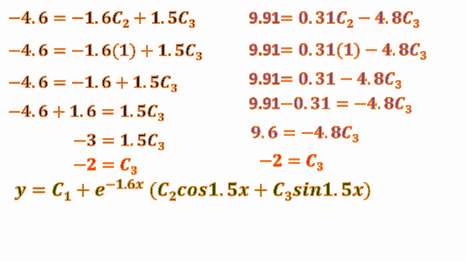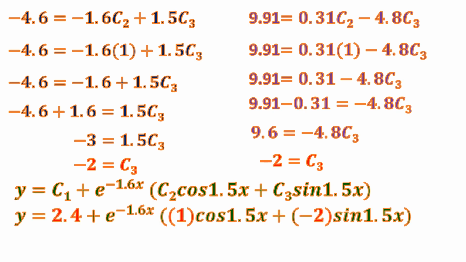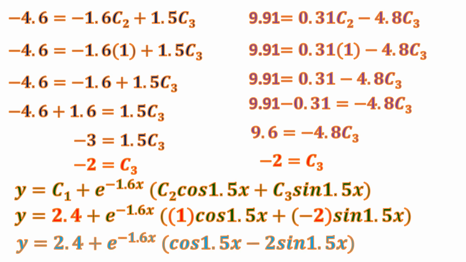So let's go back to our original equation. We're gonna change every constant to our solved values. C1 is 2.4, C2 is 1, and C3 is negative 2. So we'll just remove the 1 and we have the final answer. Y equals 2.4 plus e raised to the negative 1.6x times cosine 1.5x minus 2 sine 1.5x.